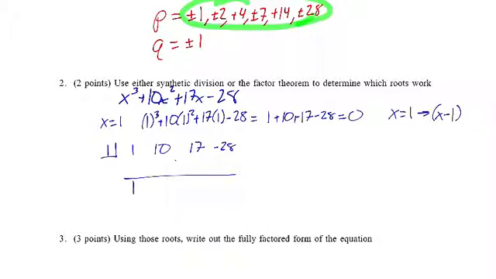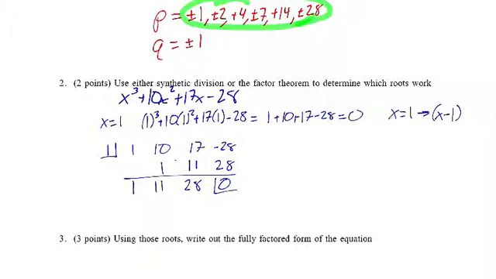So I'm going to drop that 1 down, multiply that by 1, add those together. 10 plus 1 is 11. Multiply that by 1, and we still get 11. 17 plus 11 is 28. 28 times 1 is still 28. Add those two together, we get a remainder of 0, which is great.